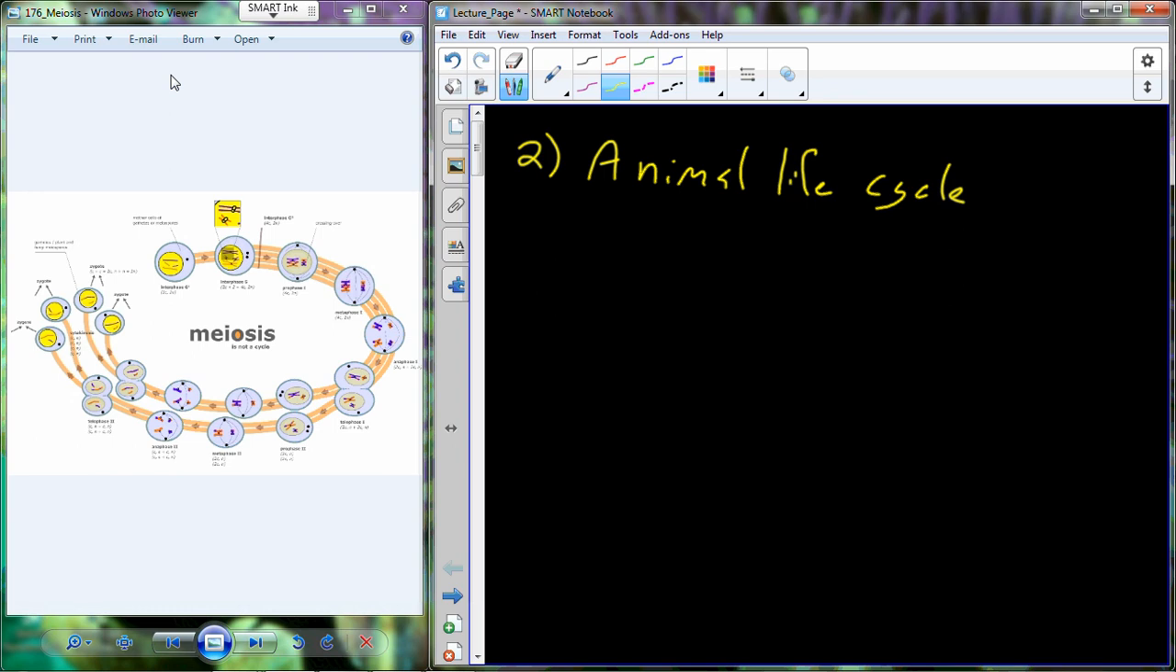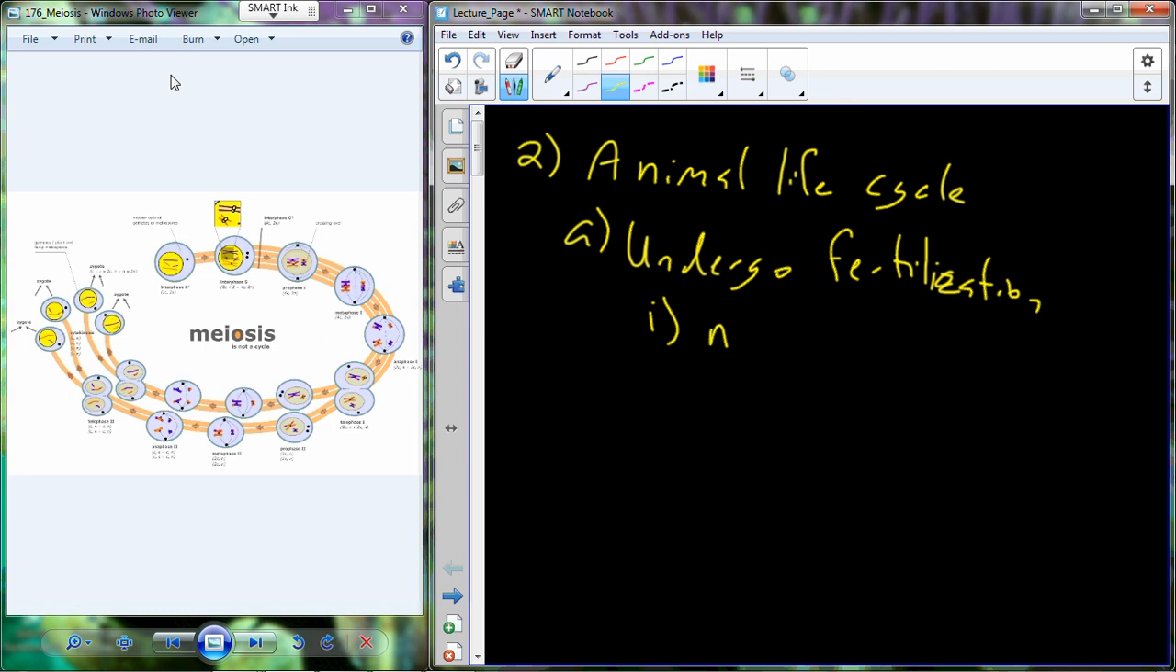So really, the animal life cycle is basically the organization of the events leading from conception all the way up to reproduction and beyond. In an animal life cycle, animals undergo fertilization. And during that fertilization, we see the union of a gamete from mom, which we're going to say contains N chromosomes. So an N-containing gamete.